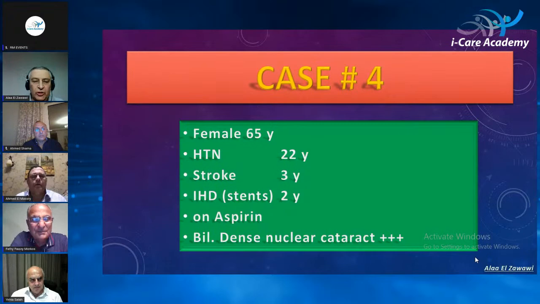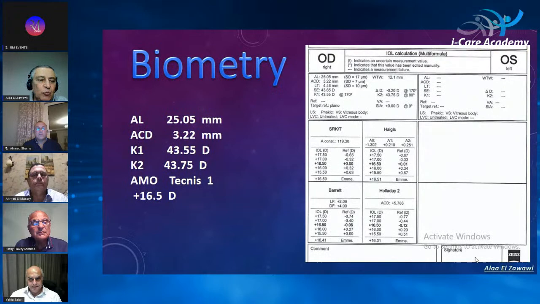Actually, it's a message that must be delivered to the audience. The next case is a short case: female, 65 years old, hypertensive for 22 years, having had a stroke, but she was in good condition. Ischemic heart disease with stents, on aspirin, bilateral dense nuclear cataract, but actually the case seems straightforward. Axial length somewhat long, a little bit myopic, AC depth very good, a nice 3.22 millimeters, K1, K2, and I plan to put a Tecnis IOL of plus 16.5 diopters.